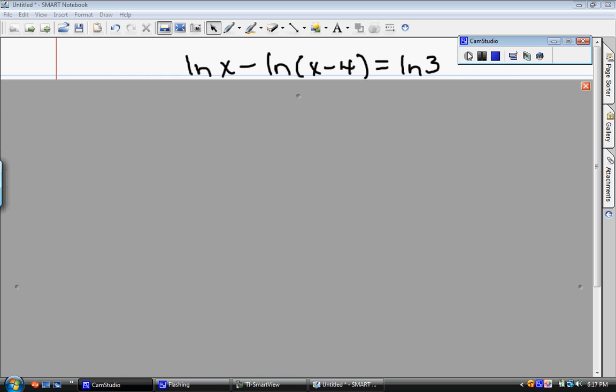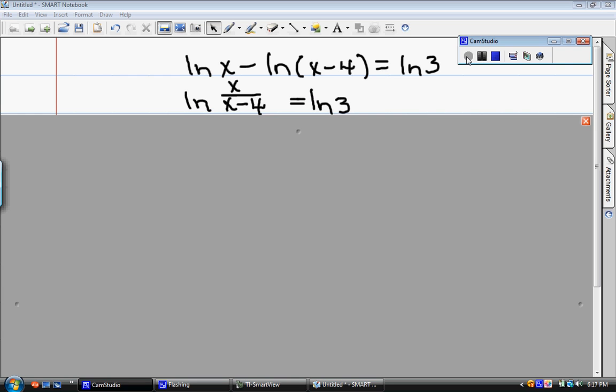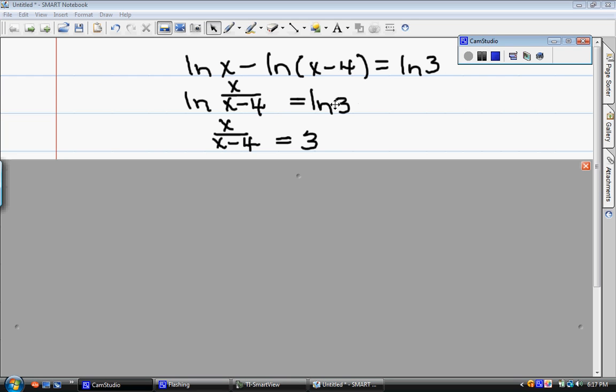And we know from our properties that subtraction becomes division. So on the left-hand side, we take the subtraction and we turn it into division, and we have one natural log with a division over here on the left-hand side. In algebra, because we have a natural log of one thing equal to a natural log of another thing, we can drop the natural logs.